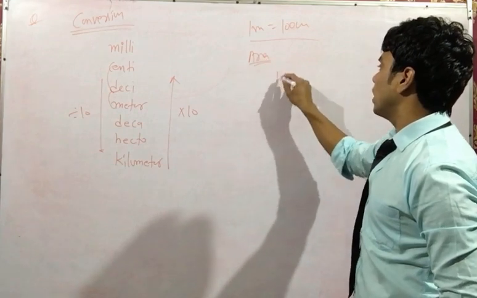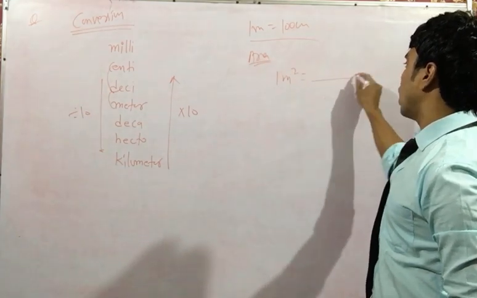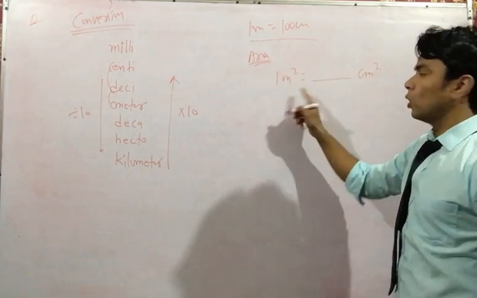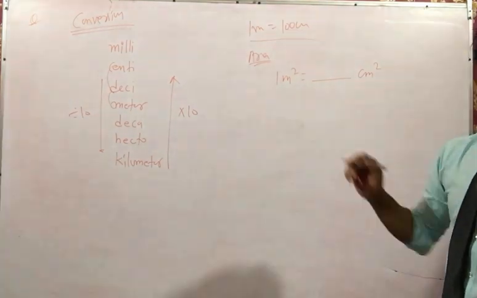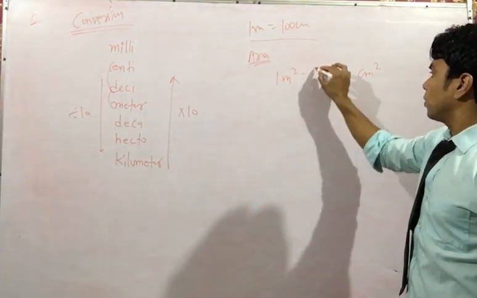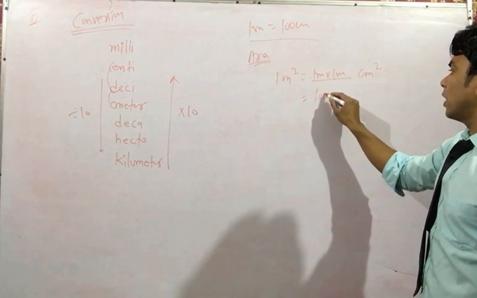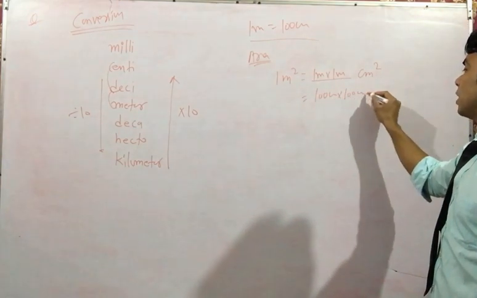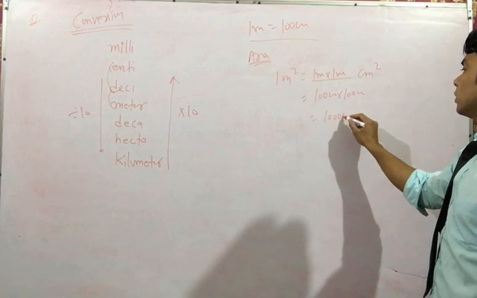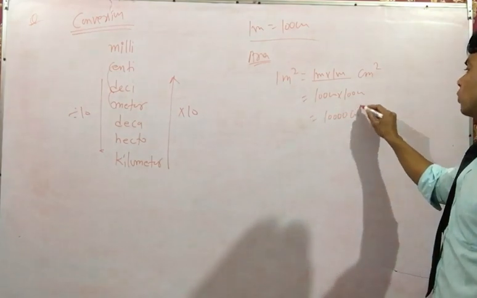If I ask you 1 meter square is equal to how many centimeter squares? Most of the students say 100. But 1 meter square means what? It is 1 meter multiplied by 1 meter. So 1 meter means 100 centimeters multiplied by 100 centimeters, which finally gives you 10,000 centimeter square.